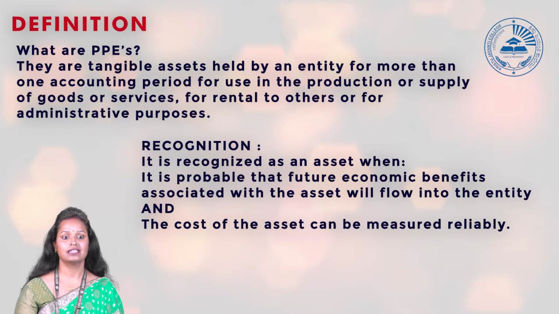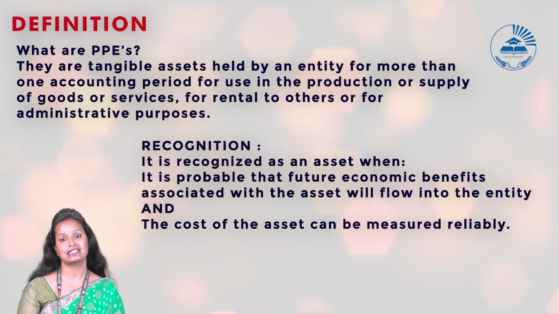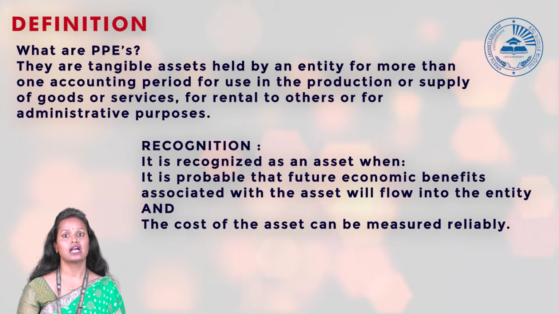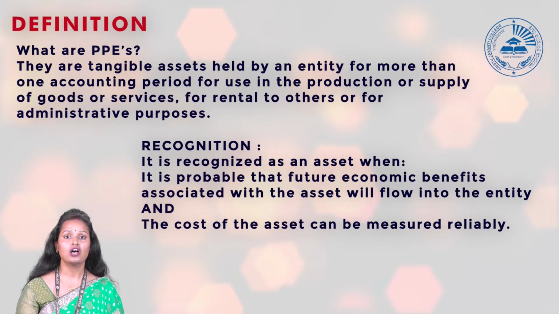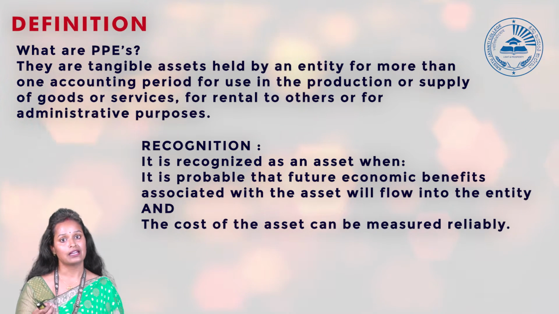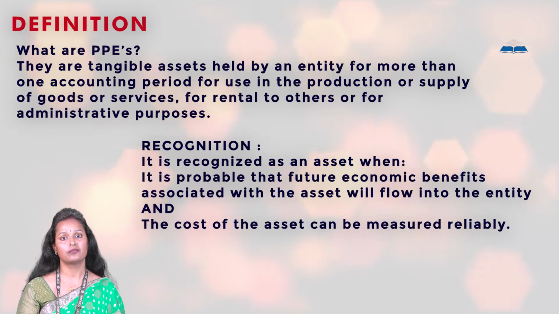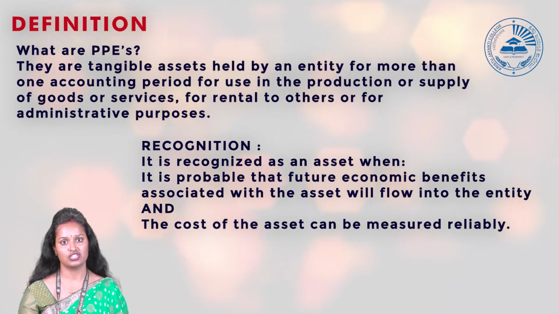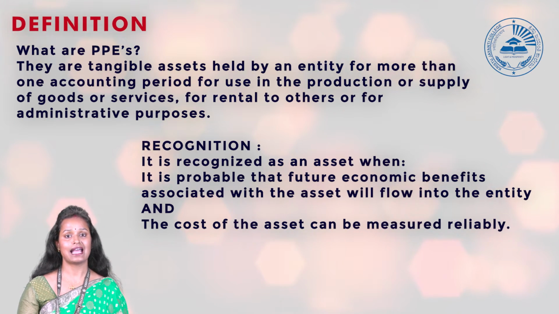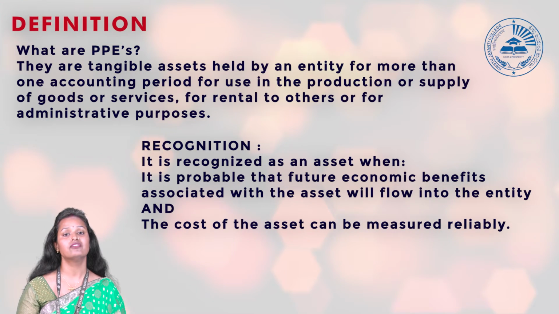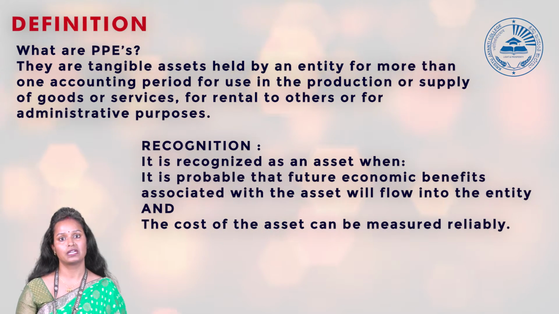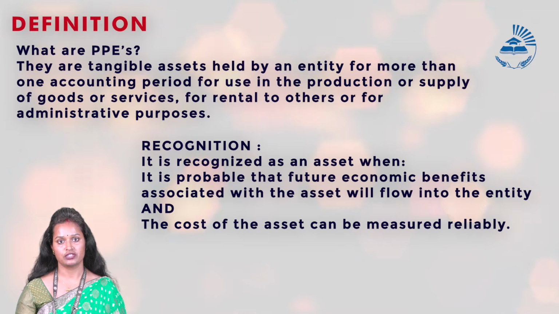The next criterion is the cost of that particular asset must be reliably measured. Whatever asset we are using, the cost of the same must be reliably measured, because if the cost is not reliably measured, then we will not be able to record it in our balance sheet. So it is very important that to recognize it as an asset, it must have a future economic benefit and the cost of that asset must be reliably measured.